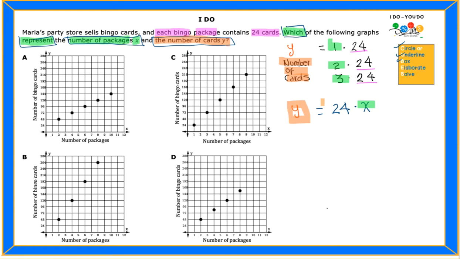Now I'm going to go to the graph in choice A. For the number of packets, I'm going to highlight this in bright green. And the number of bingo cards will be the total that goes in orange, like this. Okay, so let's look at the first one. For the first one, we have 2 tickets and the total is 48.